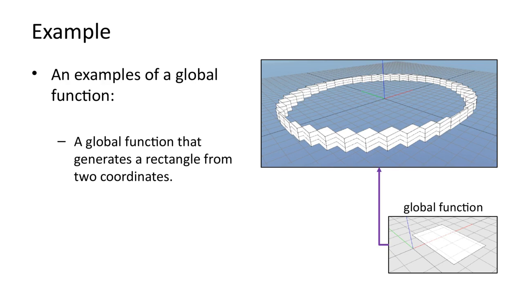When discussing these examples, we will talk about the main script. The main script is the one that imports the global function. In the example, the global function generates a rectangle from two xyz coordinates. The main script imports this global function to generate a circle of extruded blocks.